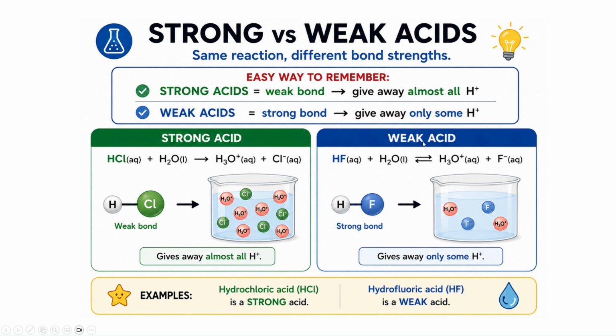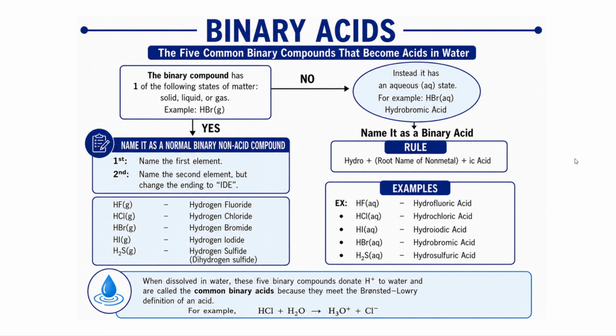Now that we understand what happens when these compounds react with water, let's look at how we name them as acids. To decide whether a compound should be named as one of the 5 common binary acids, we first ask ourselves the following question. Does the binary compound have one of the following states of matter, solid, liquid, or gas, such as the examples in here?